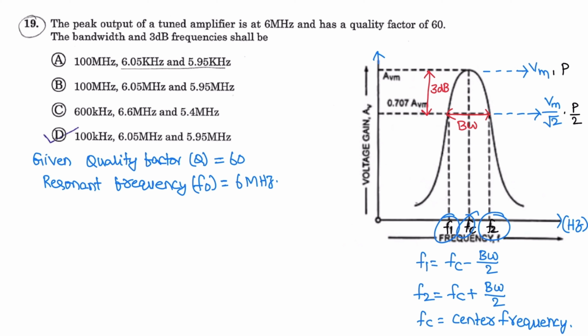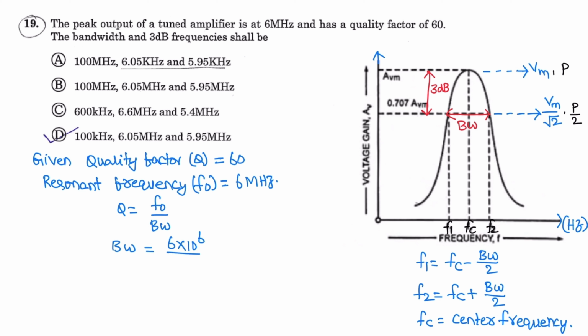Okay. Now in the question they have given quality factor. Quality factor is 60 and resonant frequency is 6 megahertz. So we know that quality factor is equal to resonant frequency by bandwidth. So from this the bandwidth is resonant frequency 6 megahertz, 6 into 10 power 6, by quality factor 60.